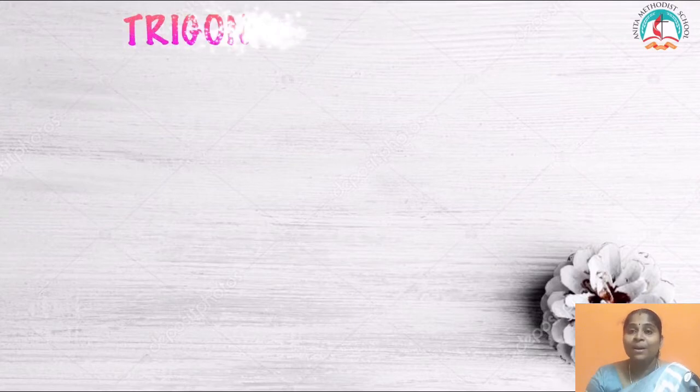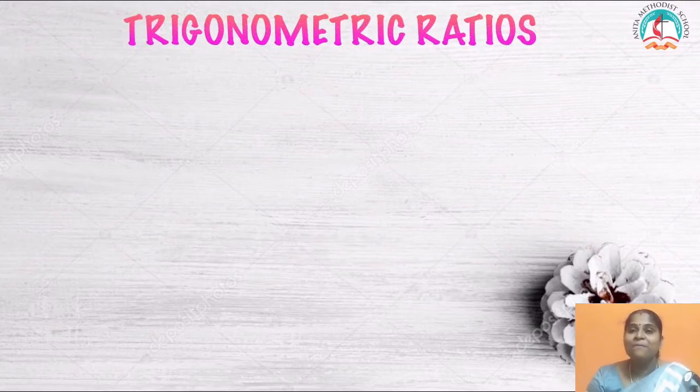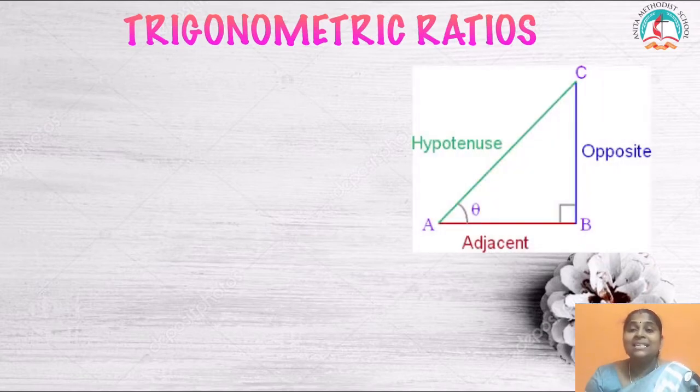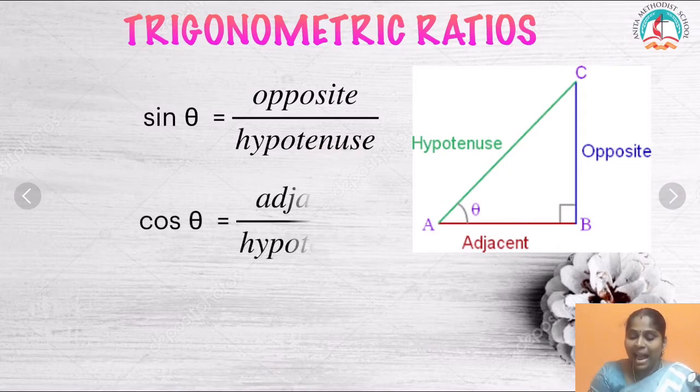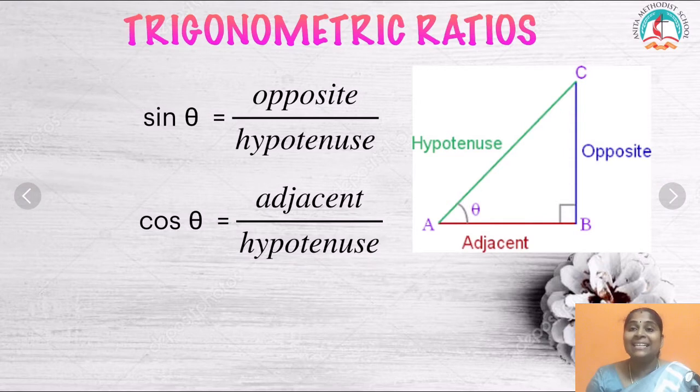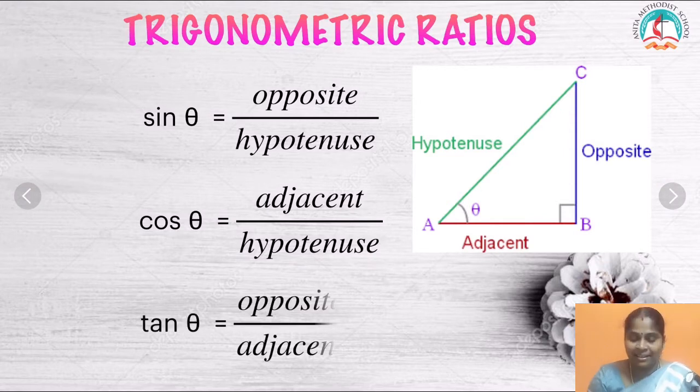We have 6 main functions in trigonometry. The first one is sine theta. Sine theta is equal to opposite by hypotenuse, and cos theta. Cos theta is equal to adjacent by hypotenuse, and tangent theta, that is tan theta, is equal to opposite by adjacent.